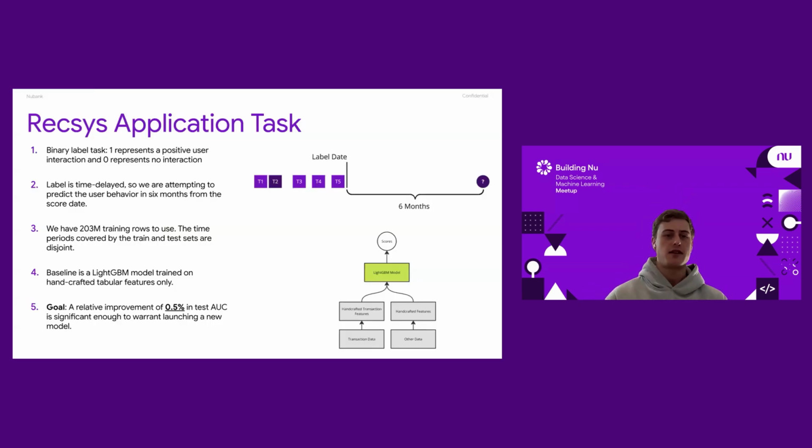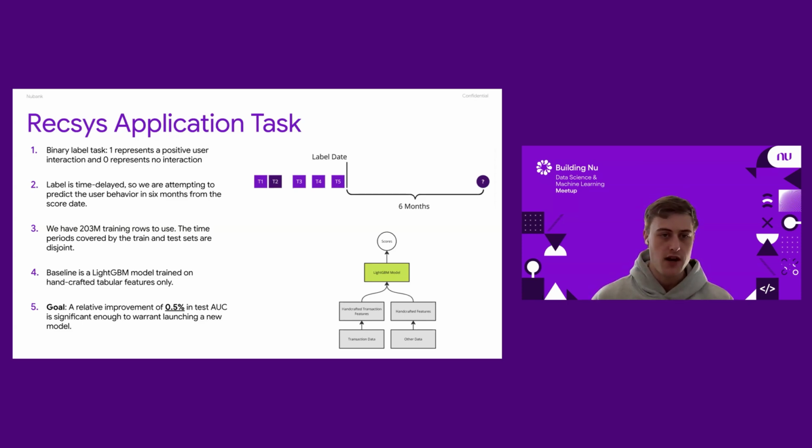The application that we look at is a RecSys application, a recommendation system application, and it's a binary task. A 1 label represents a positive user interaction with this particular product, and a 0 represents no interaction. And the label is time delayed. So we're attempting to predict the user behavior in 6 months from the label date. This figure at the top on the right-hand side gives a demonstration of what we're looking at here. We have the user's transaction behavior, T1, T2 up to T5. Of course, in practice, there's often many more than 5 transactions. And then we have the label date, the date at which we're trying to make this prediction. And what we're interested in is 6 months from the label date: is this user going to have a positive or no interaction with the product?